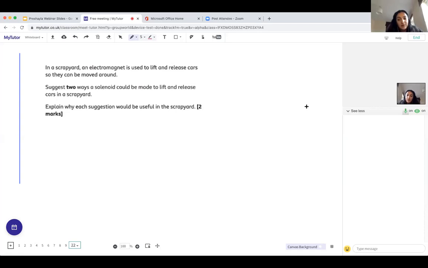We could also include a switch in the circuit so that it can pick up and drop the cars. So by including a switch in our circuit, we can turn the electromagnet on and off. So we can demagnetize and magnetize the electromagnet so that it can pick up the cars, transport them, and drop the cars. Okay, so that's all of the content and the questions that we'll go through today.